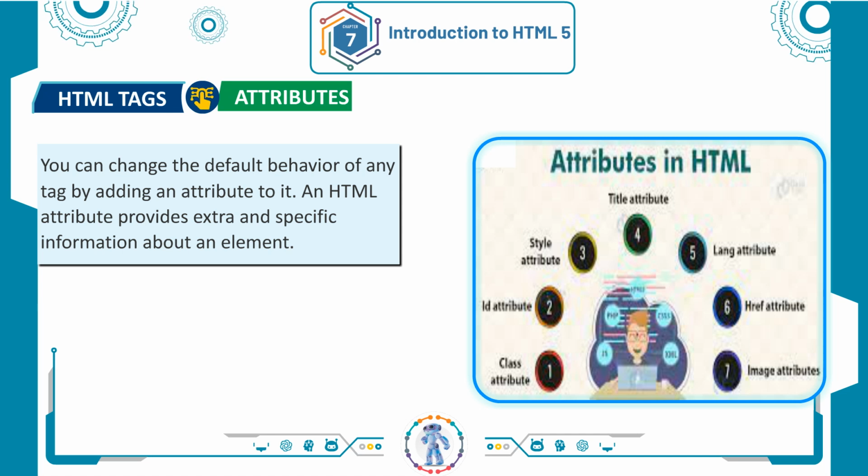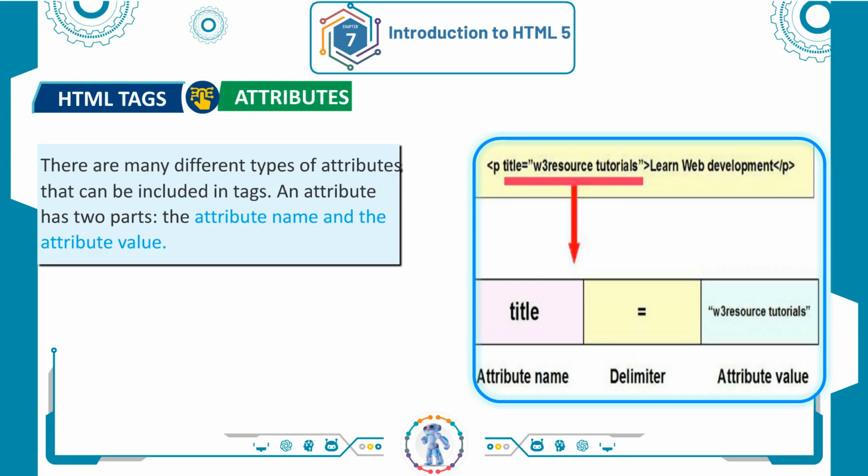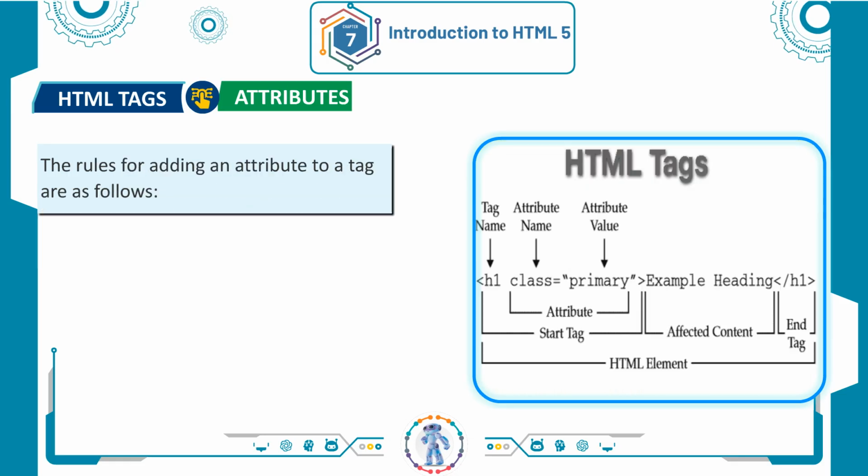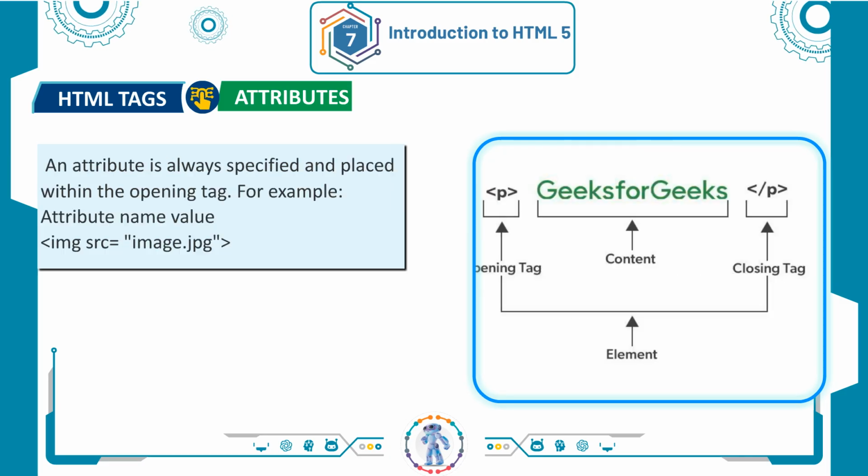An HTML attribute provides extra and specific information about an element. There are many different types of attributes that can be included in tags. An attribute has two parts, the attribute name and the attribute value. The rules for adding an attribute to a tag are as follows. An attribute is always specified and placed within the opening tag.